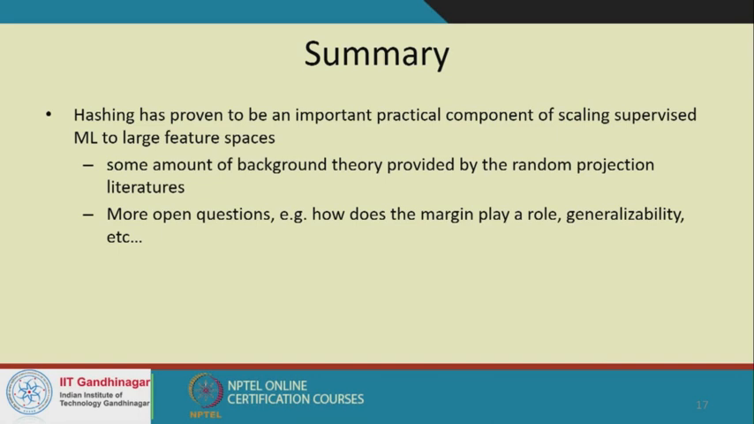However, there are actually a lot of open questions. For instance, if the margin is large, how does that play a role in deciding the size of the target hash function? What about generalizability? What kind of generalizability bounds can we actually prove? Do I really need the entire strength of the random projection, or can we do with a much smaller number of dimensions? Does this generalize to the nonlinear setting, for instance? These are all questions that people are pursuing for research.